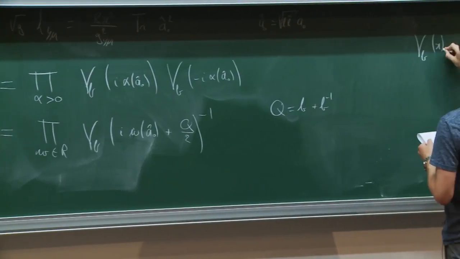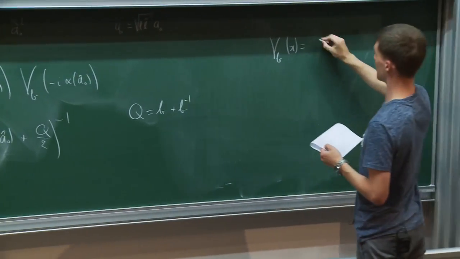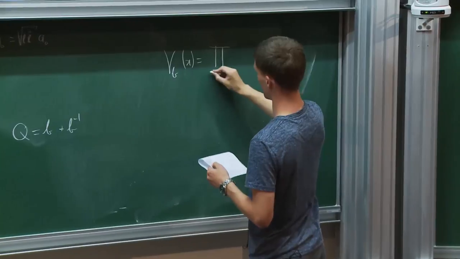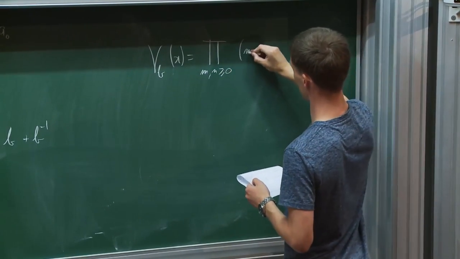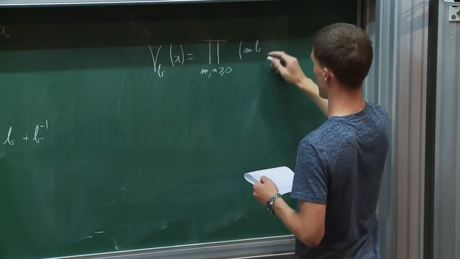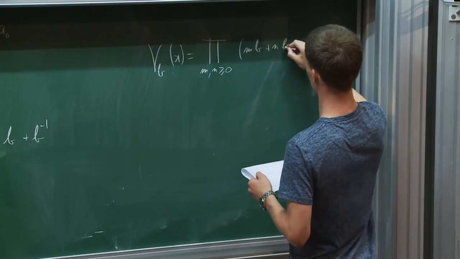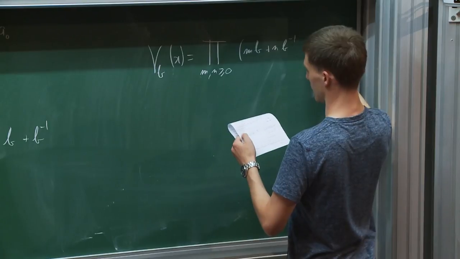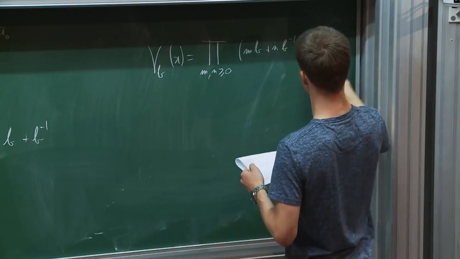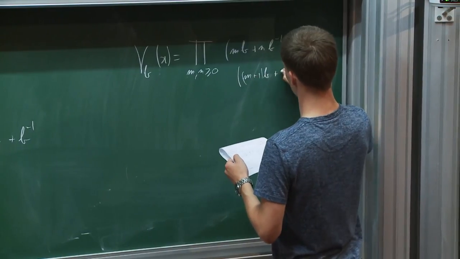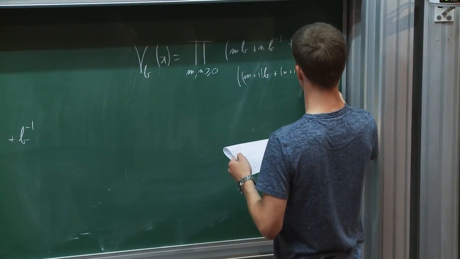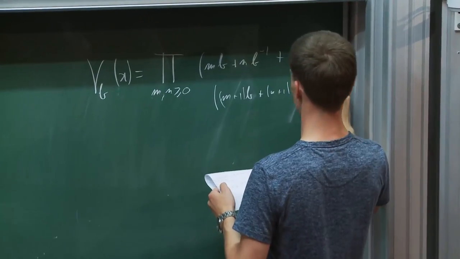So epsilon b of x, as I said, is a particular regularization of an infinite product. And the infinite product looks like so: a product over m and n, positive integers, of (mb plus nb inverse plus x) times ((m plus 1)b plus (n plus 1)b inverse minus x).